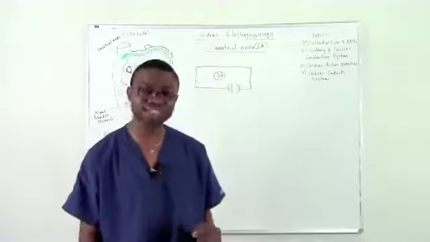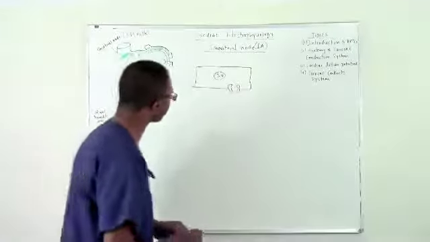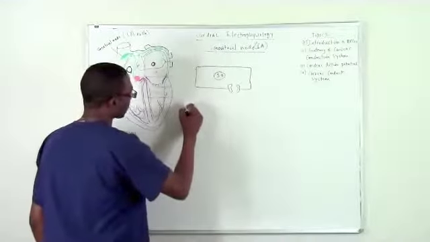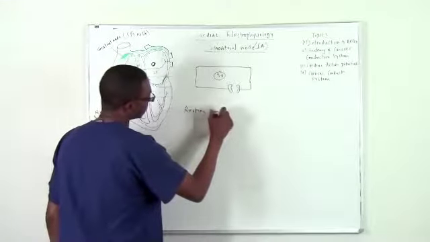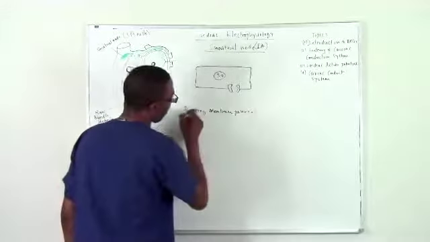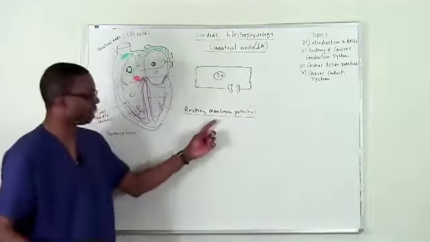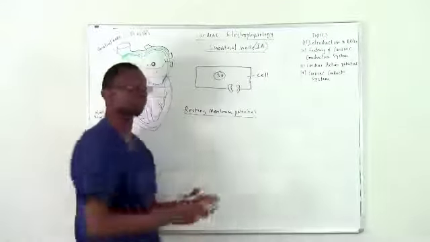Well, what is the resting membrane potential of a cell? Let's talk about the definition of that. The definition of the resting membrane potential: a membrane of a cell at rest has a potential.